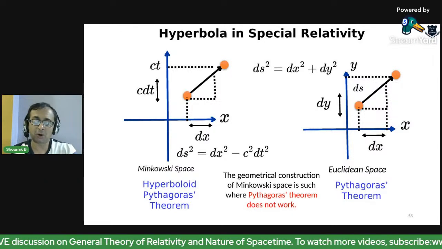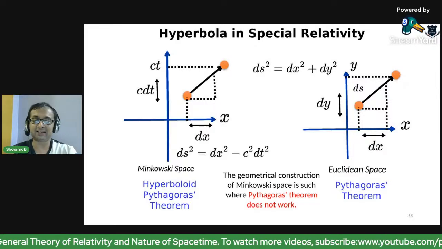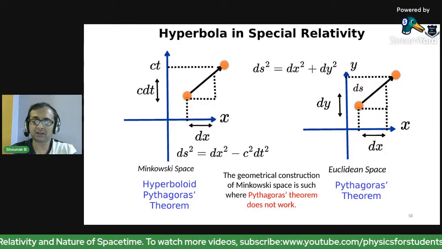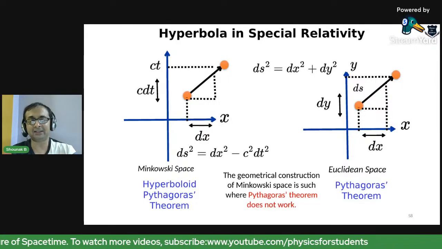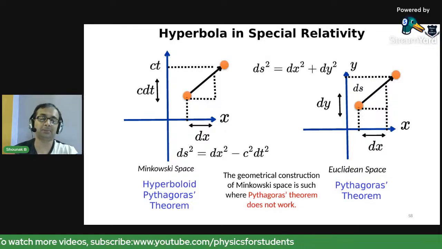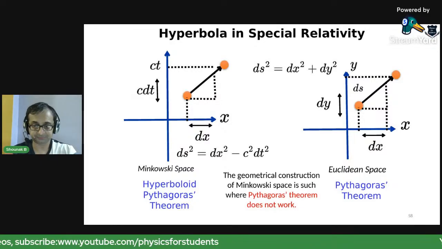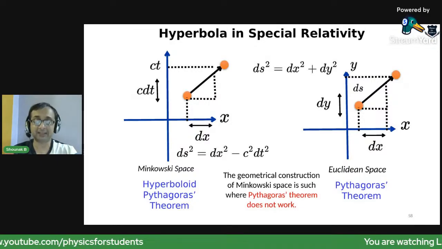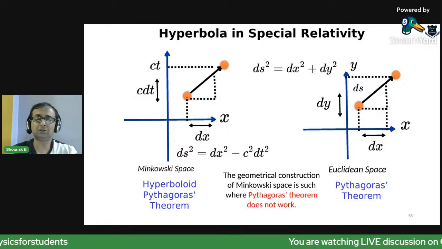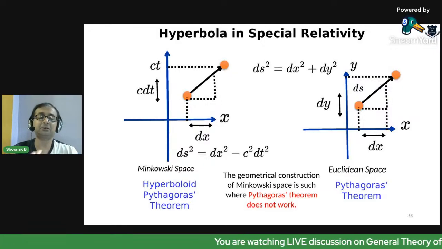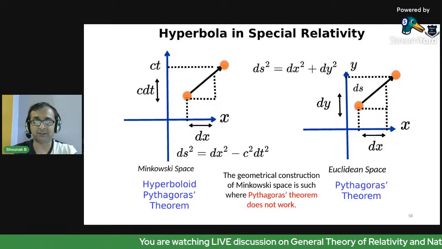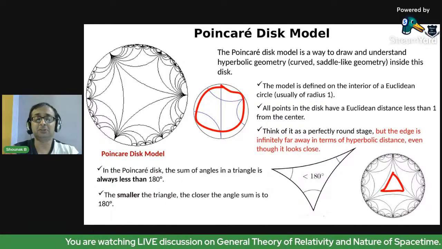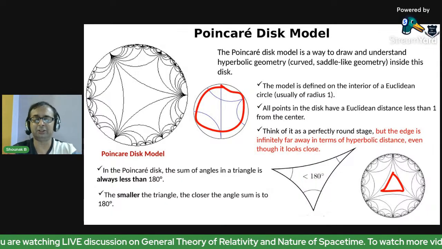So what we are seeing here is the geometric construction of Minkowski space. As you can see, the Pythagoras' theorem is not working here, because we have got a negative sign. So in order to deal with this, we actually need a different kind of geometry, and for that we use something called the Poincaré disk model.